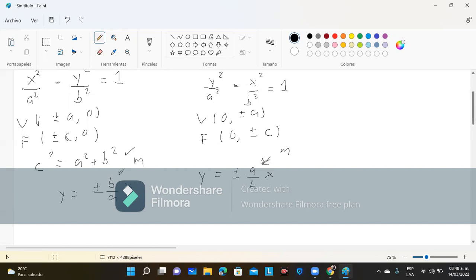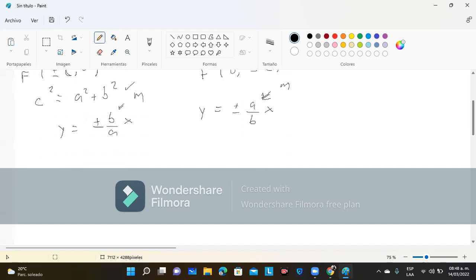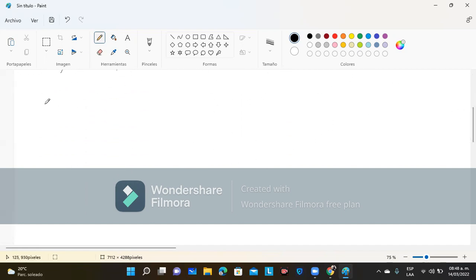So let's start with one problem. We have x squared over 4 minus y squared over 9 equals 1.